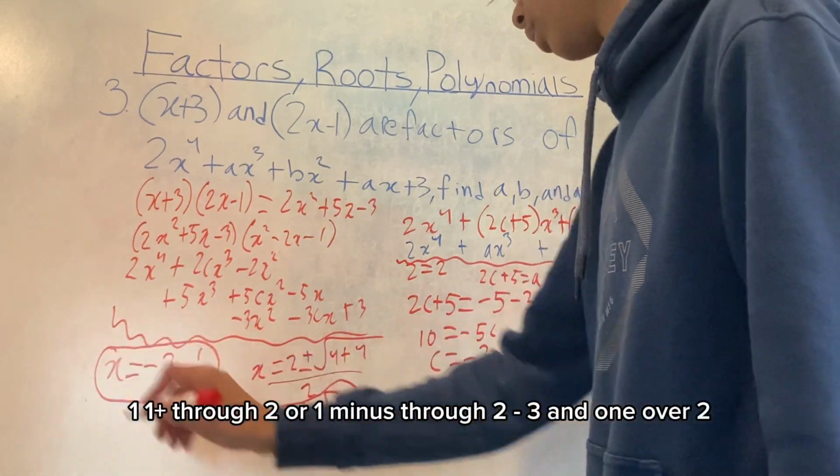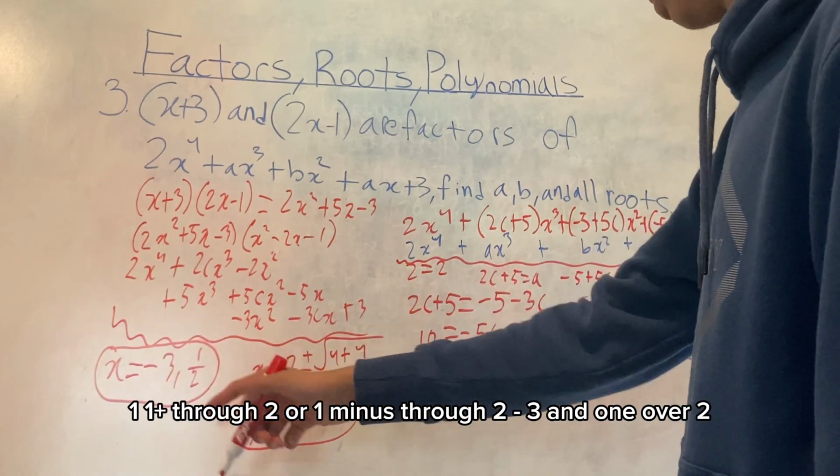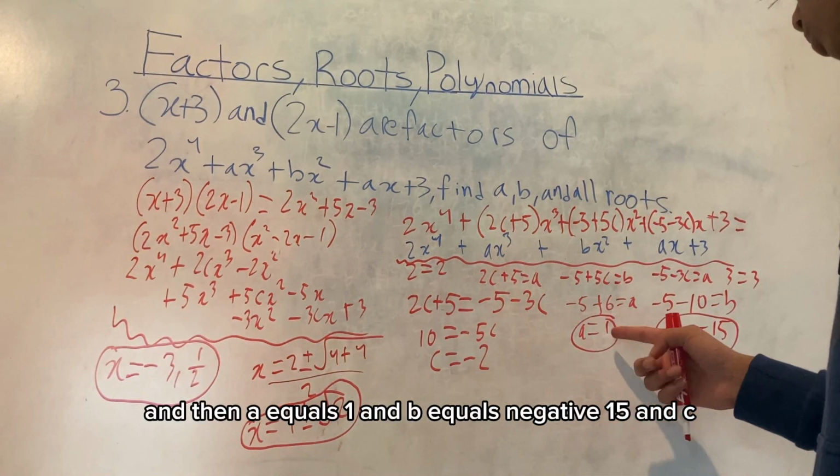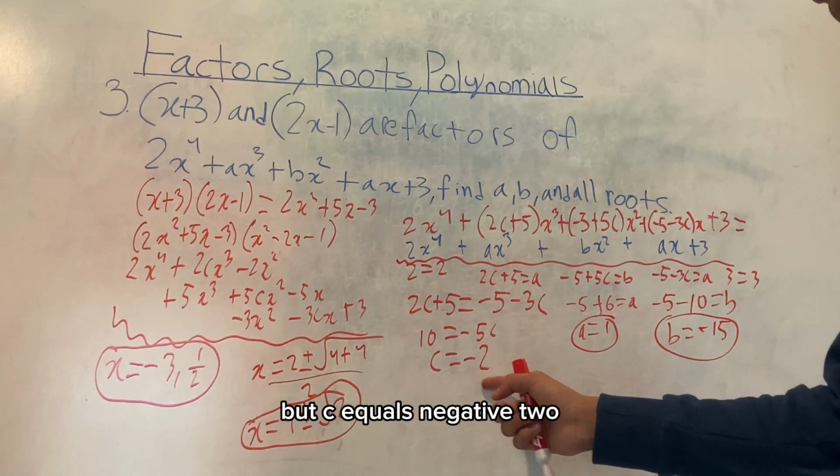1 plus root 2 or 1 minus root 2, negative 3, and 1 over 2. Those are the roots. And then a equals 1 and b equals negative 15. And c, they don't ask for it because we made it on our own, but c equals negative 2.